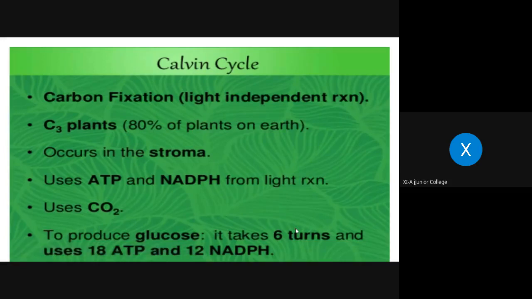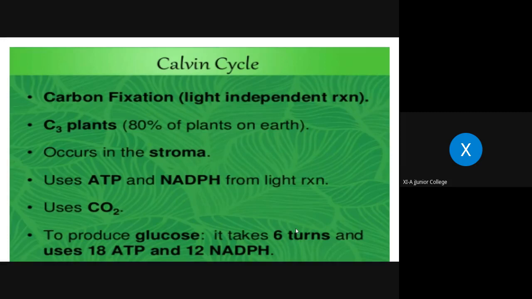This light independent reaction shows 3 to 4 phases, that I will explain later. But the plants which show this cycle are called C3 plants. And why is this cycle called the C3 cycle? Because the first stable compound which is produced is a 3 carbon compound. So that's why this is called the C3 reaction or C3 pathway. Calvin cycle and C3 pathway are one and the same.